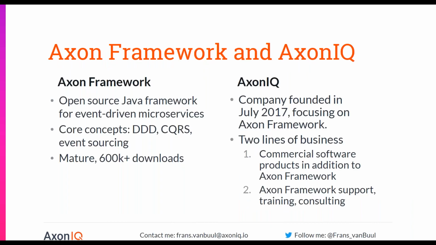So let's quickly position Axonic and Axon Framework, because Axonic is still a very new company. We were founded in July of last year, so a little more than 6 months ago. Axon Framework has been around for a long time. It's an open source Java framework for event-driven microservices, building around concepts like CQRS and event sourcing, which is particularly relevant for this webinar. It's very mature.